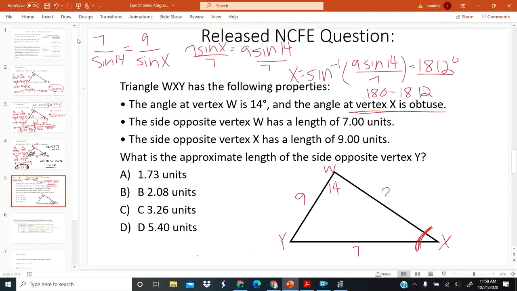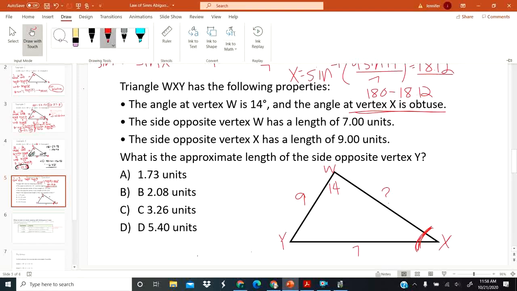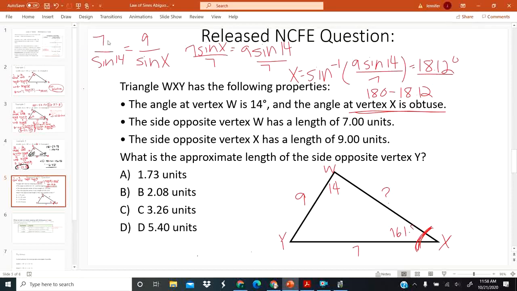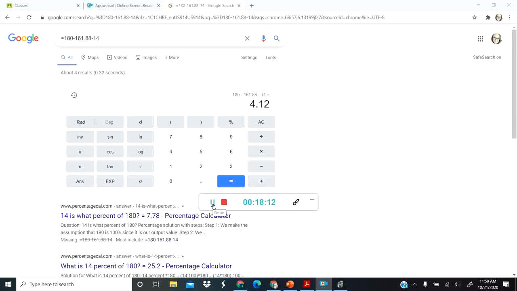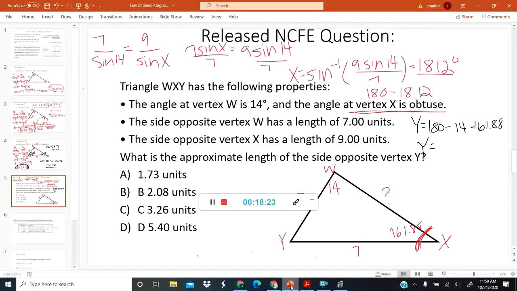So I'm going to come in here and fill in 161.88 for angle X. And then to find side Y, I still need to find angle Y. So I'm going to do 180. Okay, my calculator froze a little bit, so give me a second on that one. Okay, so I couldn't get my calculator to start working, but what I needed was 180 minus 161.88 minus 14, and using Google, that gives me 4.12. So I'm going to come back here, and Y is going to equal 4.12 degrees.